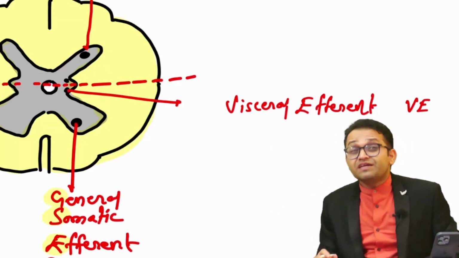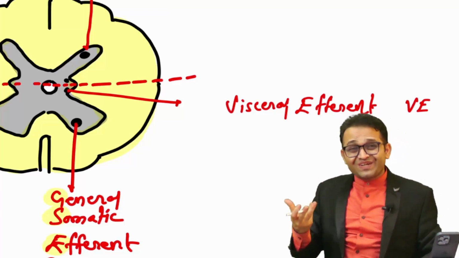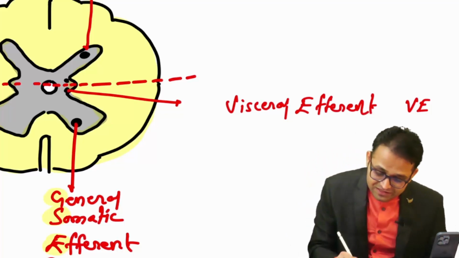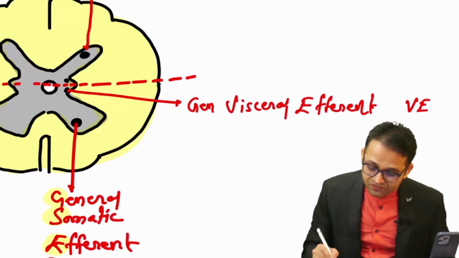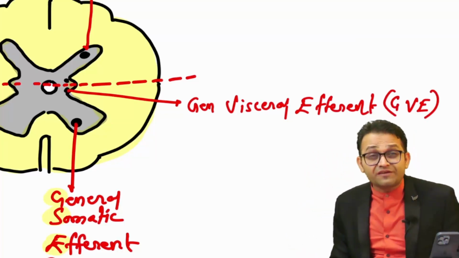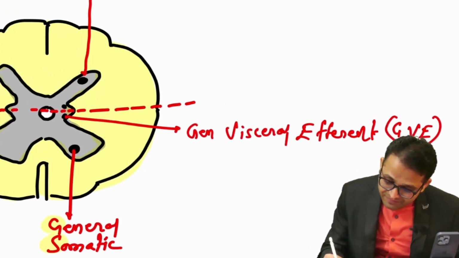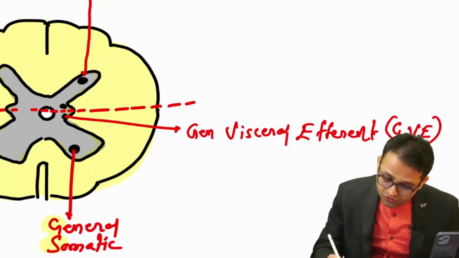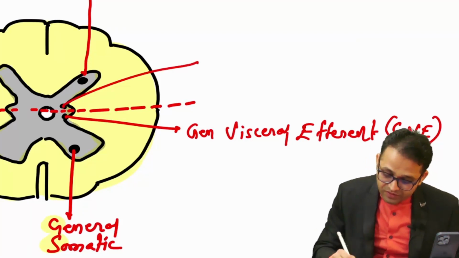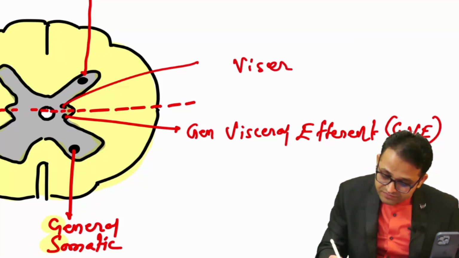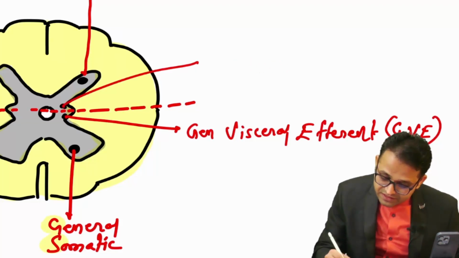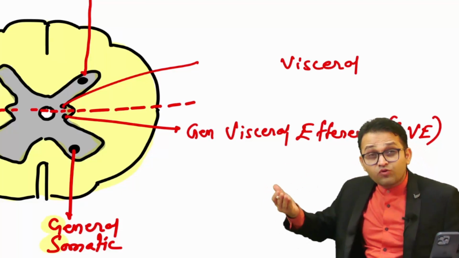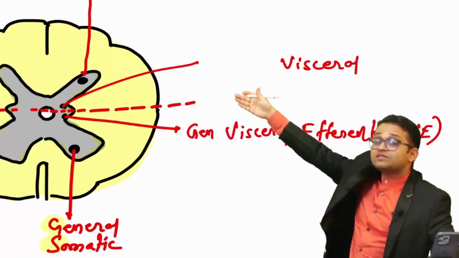Now can you tell me what kind of visceral efferent it is? General or special? Sir, it is not related to the pharyngeal apparatus. That's why you will say, sir, this is our general visceral efferent. In short, GVE. And in a similar way, sir, here is another nerve nucleus. So what you told, sir, this was again visceral, and it is sensory or motor? Sir, it is above the sulcus limitans.